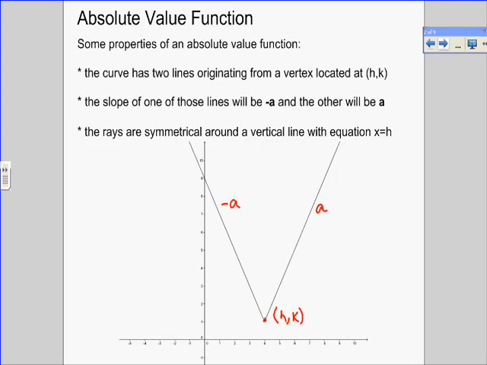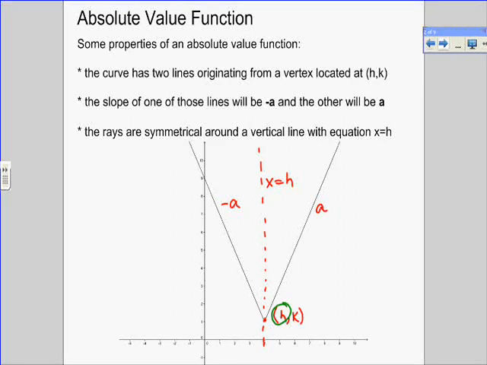And the last thing to know is that our rays are symmetrical, and they are symmetrical around a vertical line at x equals h. So this is, whoa, totally not a straight line, close enough. And the equation of that line would be x equal to h, which makes sense because we know the x value at the vertex is h.